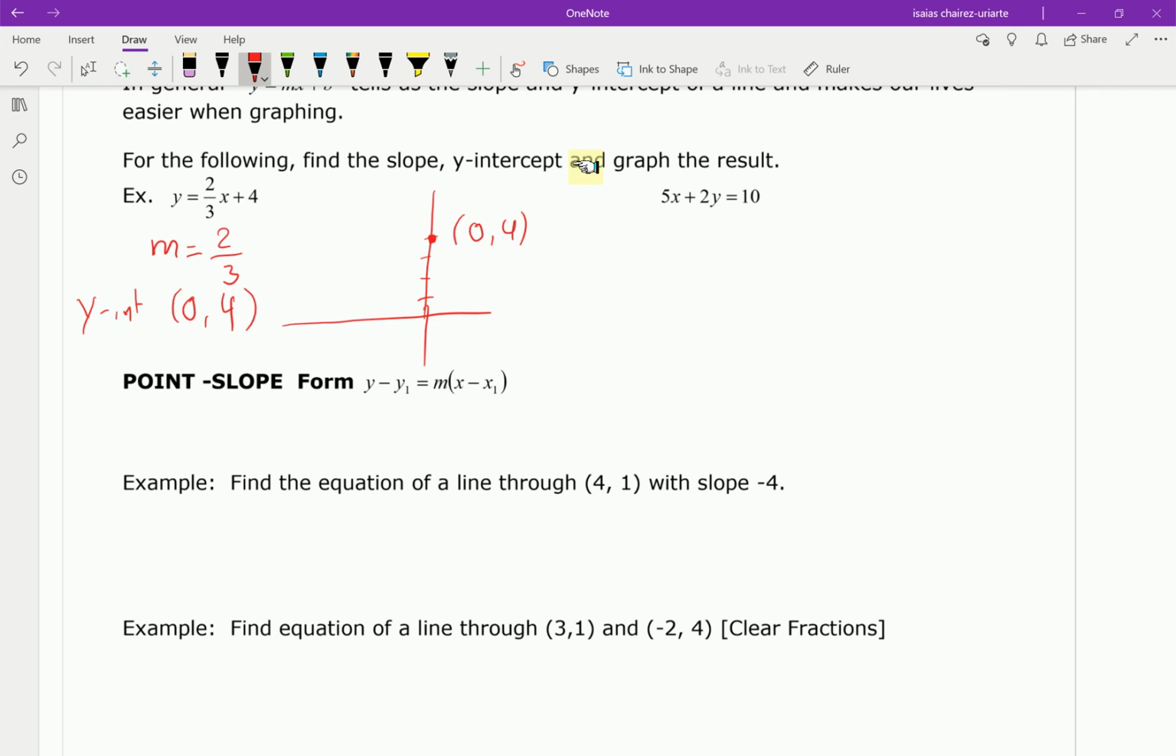What I can do is I can use the slope. What the slope is telling me is that from this point right here, from the y-intercept, I could either go up 2 and to the right 3, or I could also go down 2 and to the left 3. It's the same thing. I'll get a different point, but it'll be a point on the line.